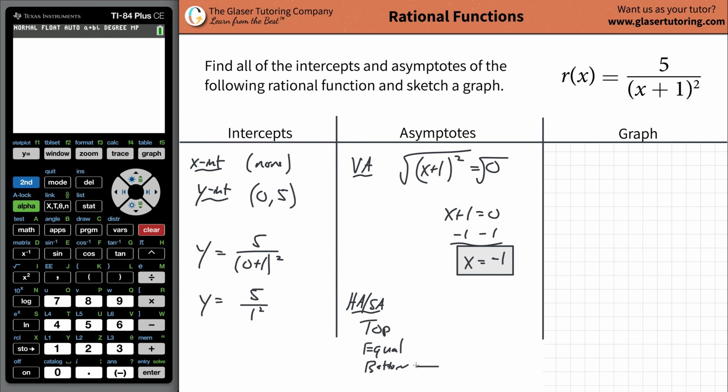Now, for a bottom-heavy function, you could just memorize this. It's really easy. The horizontal asymptote always has a value of y equaling 0. Always. All right?